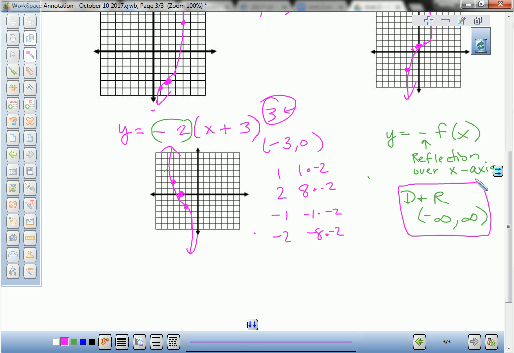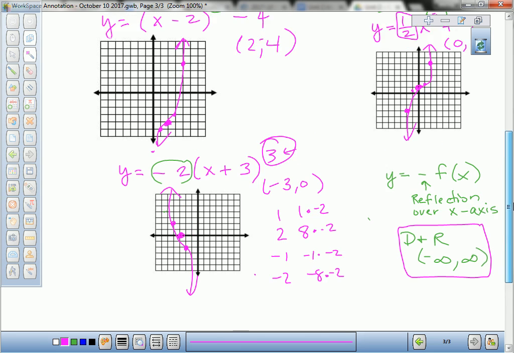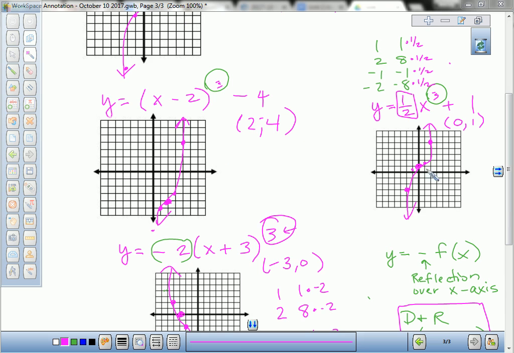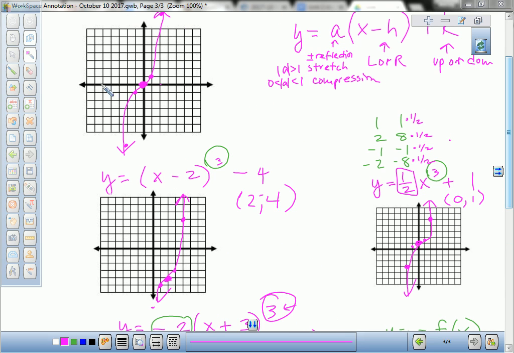The whole function, when I just do a transformation of the parent graph, it's either increasing or decreasing. Do you see how this one is completely decreasing from negative infinity to positive infinity? Yet all of these were completely increasing, going up from left to right.